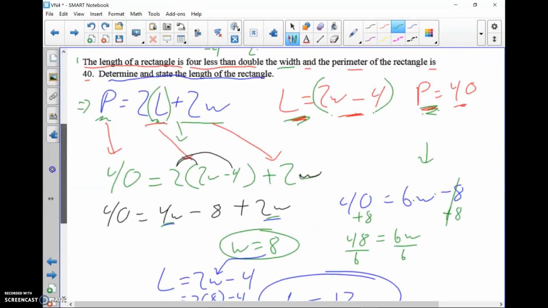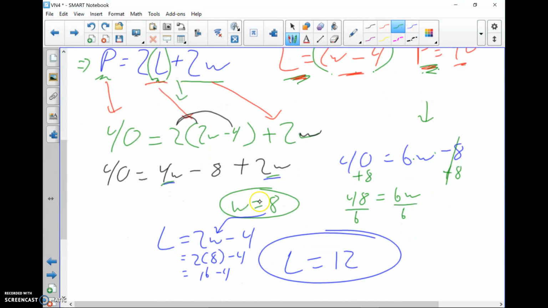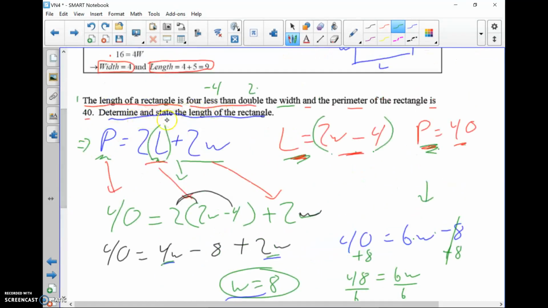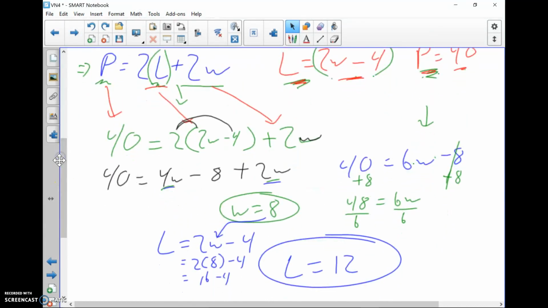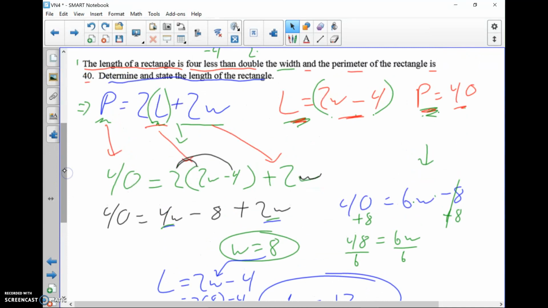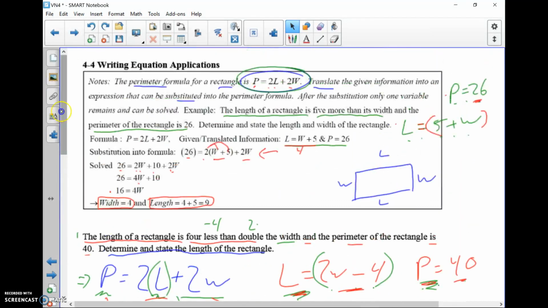So you might as well just always find both. But sometimes people will get that W equals 8, and sometimes it'll say, state the width, and you're done. You're good. But if it says state the length, or if it says state the area, which for a rectangle you'd multiply these together, make sure you translate properly, solve properly, but then you also solve what the question is specifically asking for, because sometimes it's not always just find the variable and be done.